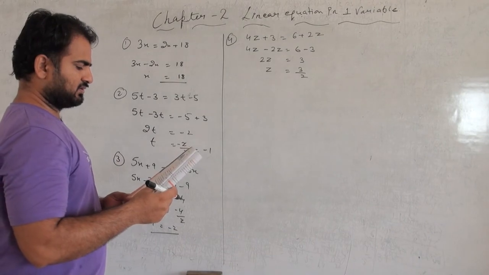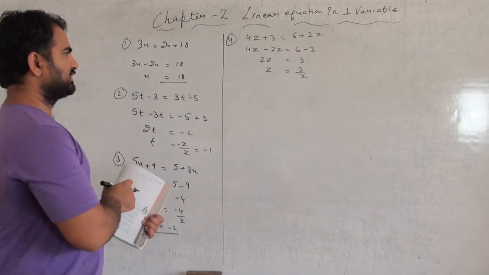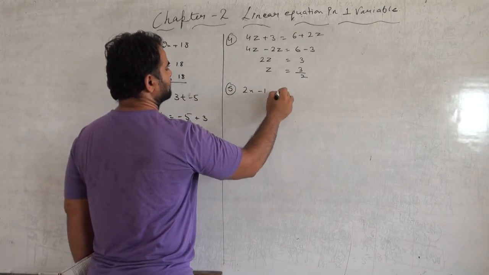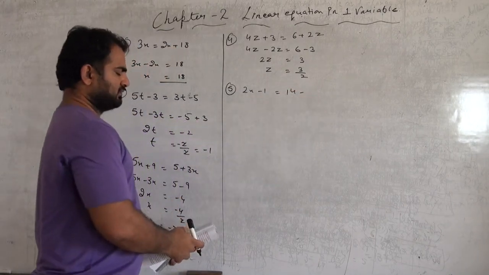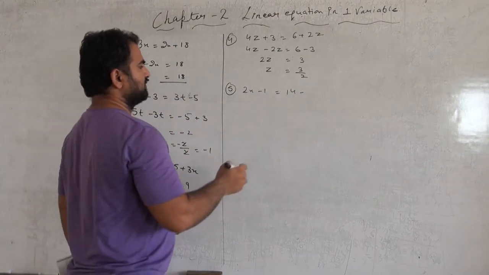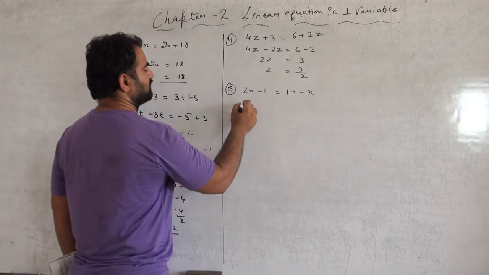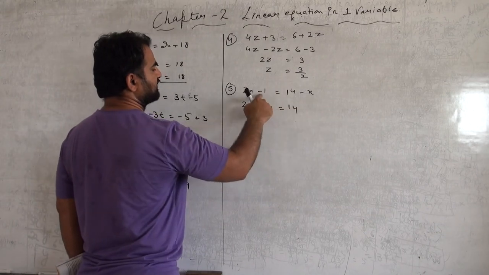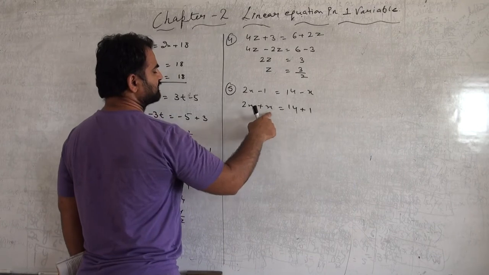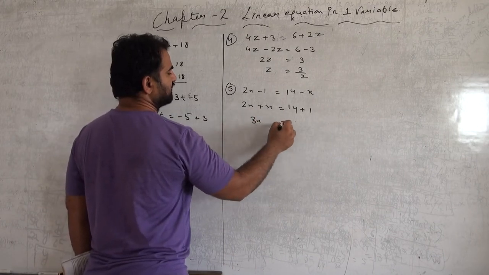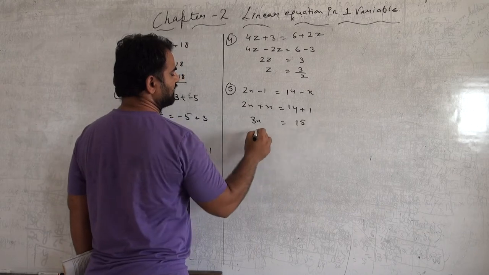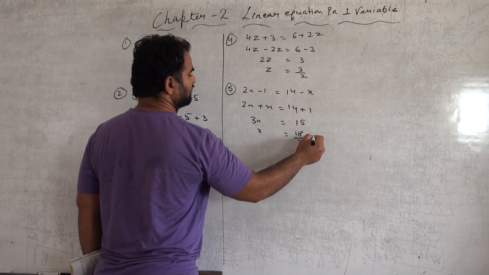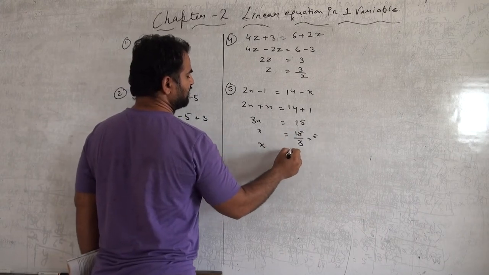Okay. So next is 2x minus 1 equals to 14 minus x. So 2x plus x is 3x, and minus 1 will be plus 1. 14 plus 1 is 15. So x equals to 15 by 3, and 3 5s are 15. So x will be 5.